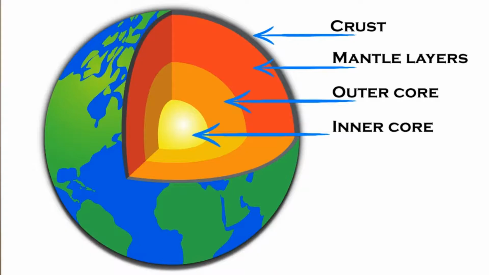The Earth is made up of multiple layers, and the crust of the Earth is made up of 7 major tectonic plates and over 100 minor tectonic plates. The first demonstration this week is going to show how the movement of these plates causes earthquakes.